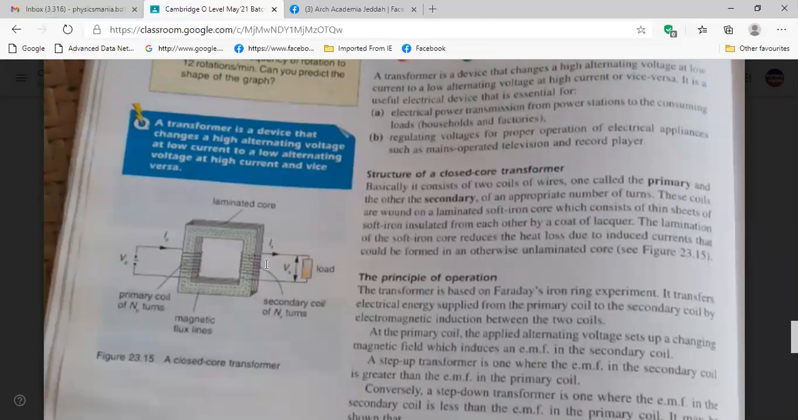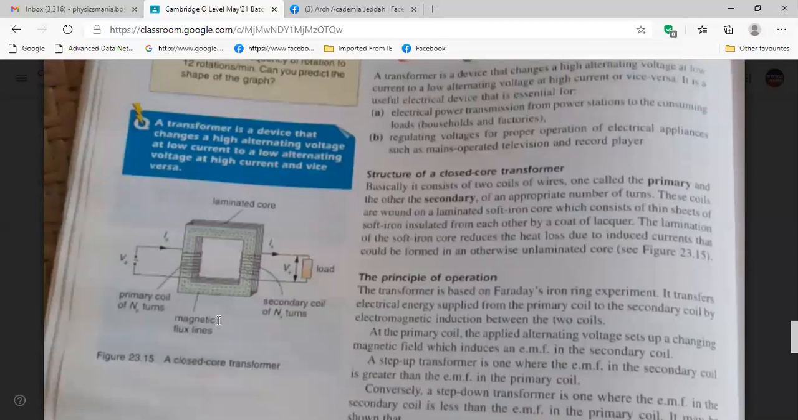How are those turns? It is not turning, it is the number of loops of coil wrapped around it. Number of turns in the coil, yes. Number of loops in the coil. Understood, sir. And vice versa, it can be increased and it can be decreased also, right? If we want 20 volt, then we will double the number of turns in the secondary.